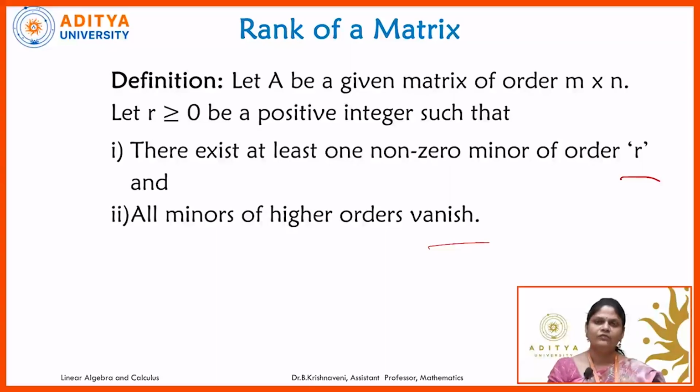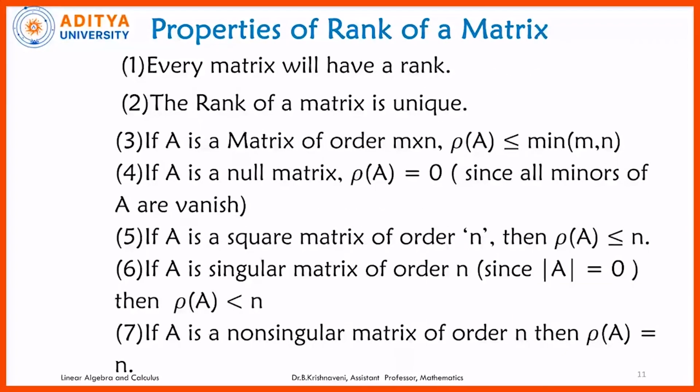So, if you take any matrix A satisfying these conditions, a positive integer R such that there is at least one non-zero minor of order R, and the second condition is that all minors of higher order vanish, then we say that R is the rank of the matrix. You can see here the symbolic form of how to denote the rank of a matrix, that is rho of A. You can write the rank of the matrix either as rank of A or rho of A. Now let's see the properties of the rank of a matrix.